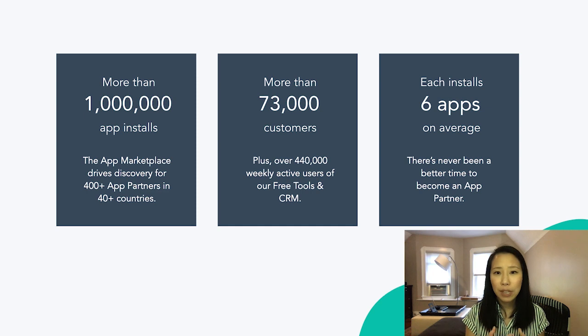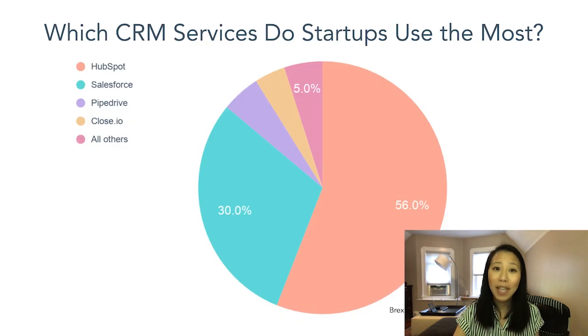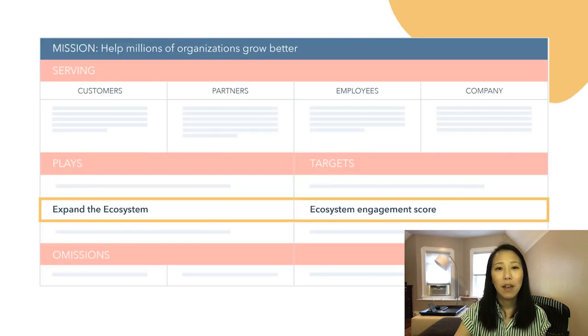With over 73,000 customers of our software and nearly 500,000 weekly users of our free tools, it's a broad user base to address. And each customer installs an average of 6 apps, a number that also continues to grow. And we're the CRM of choice for startups. These growing businesses are choosing us as their platform on which to build their foundation. HubSpot sees our ecosystem as a huge factor in making our customers successful in our mission to help millions of organizations grow better. Some of you have seen this MSpot format before.